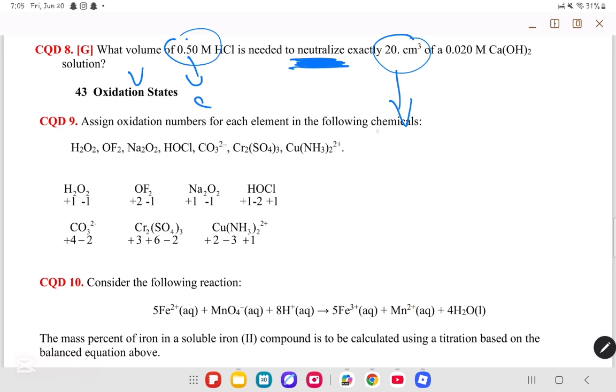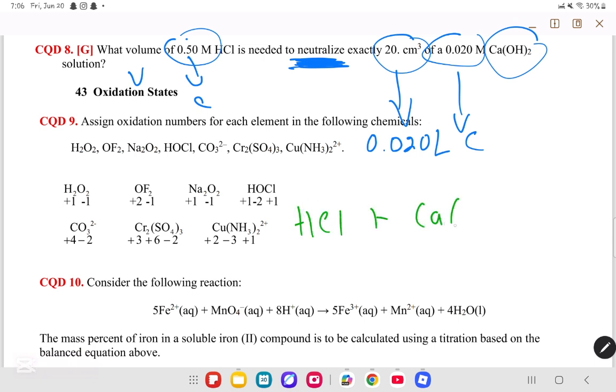Of course, change it to volume, so it's going to be 0.020 liters. And you have the concentration 0.02 molarity. First thing we're going to do is create the equation. It's going to be HCl plus Ca(OH)2 will give us CaCl2 plus H2O. As you can see, it's not balanced.